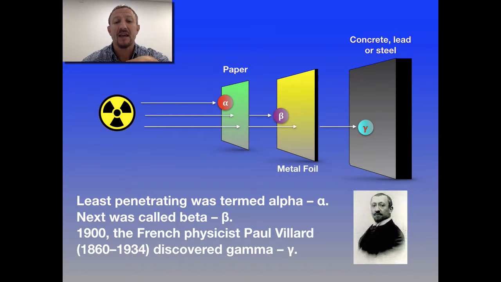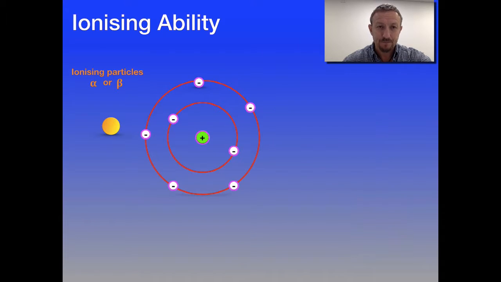Now, gamma was actually identified by the French physicist Paul Villard, and he was the last person to basically add the last little piece to our radiation theory.